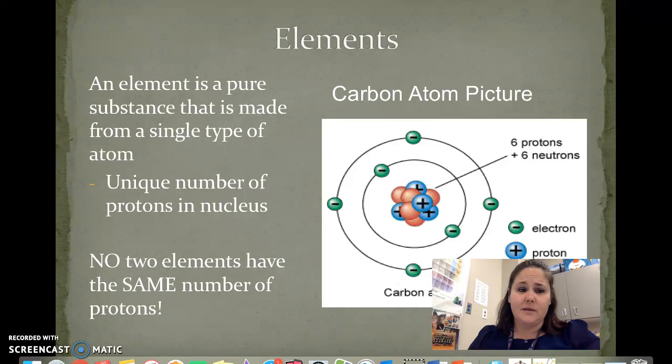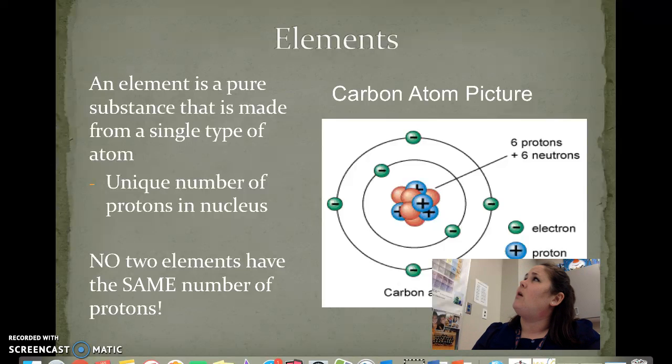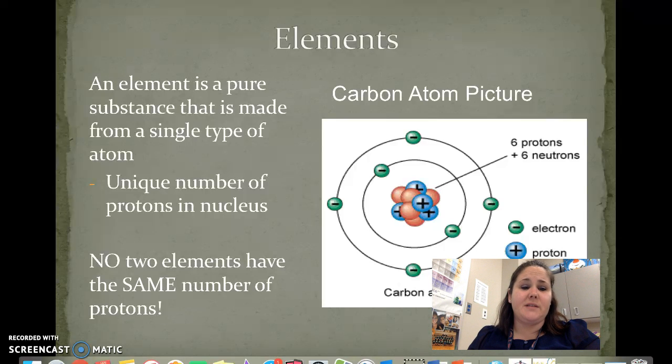So an element, I'll read it and then tell you what I want you to write down. An element is a pure substance that is made from a single type of atom. Single type. No two elements have the same amount of protons. On the periodic table, the top left number, they're all different. One says 1, one says 40, one says 41. That top bold number on the top left, they all have different numbers because they all have a unique amount of protons, which are positively charged and located in the center. That's called the atomic number.